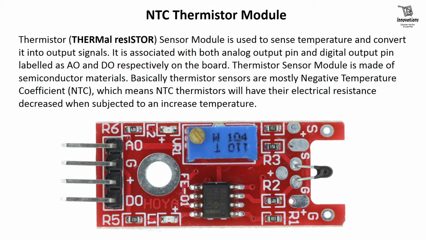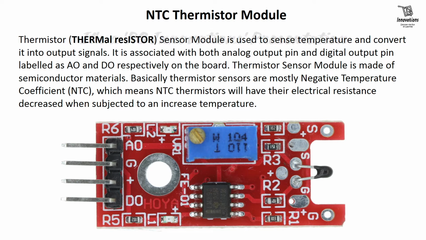In today's video, we are going to discuss the NTC Thermistor Module. A thermistor or thermal resistor sensor module is used to sense temperature and convert it into output signals. It has both an analog output pin and a digital output pin, labeled AO and DO respectively on the board. The thermistor sensor module is made of semiconductor materials. Basically, thermistor sensors are mostly negative temperature coefficient or NTC, which means NTC thermistors have their electrical resistance decreased when subjected to an increased temperature.